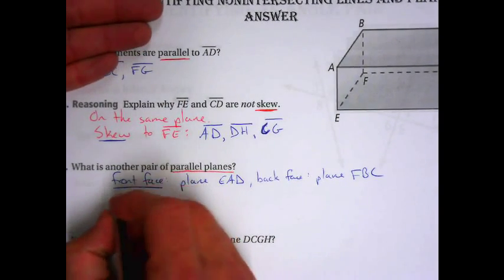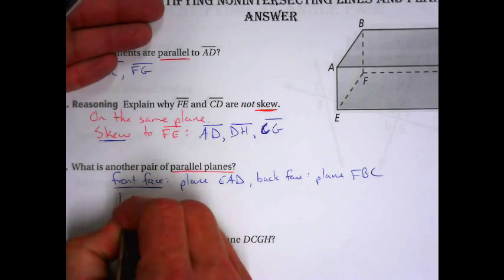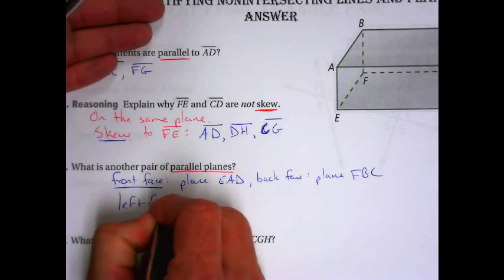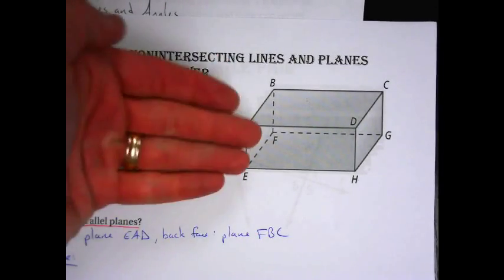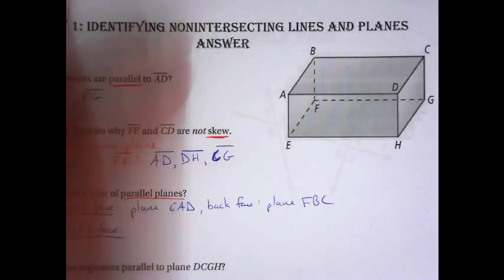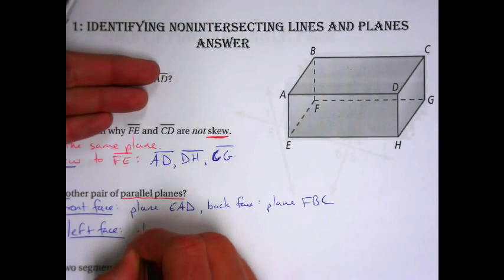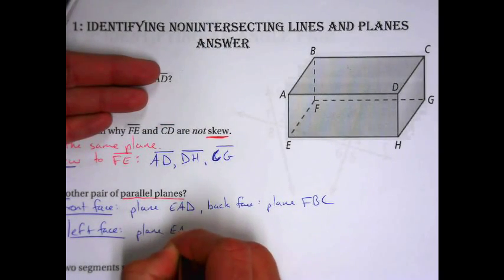I'll do one more example. How about the left face? Let's look at the left face of the rectangular prism. The left face is over there. Hopefully you know your left from your right. The left face would be plane EAB, and that would be parallel to the right face.